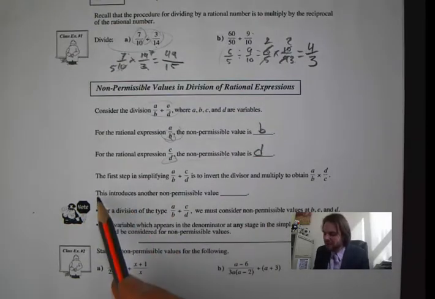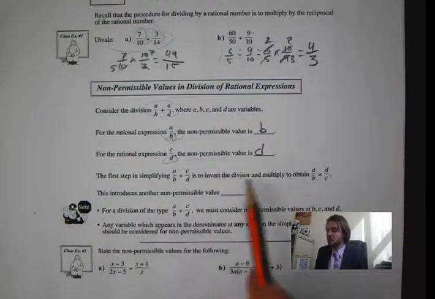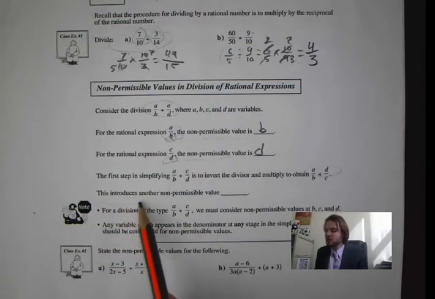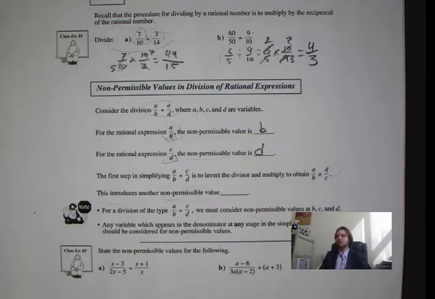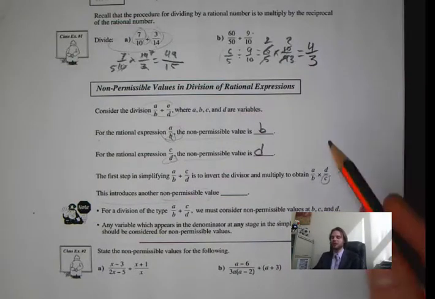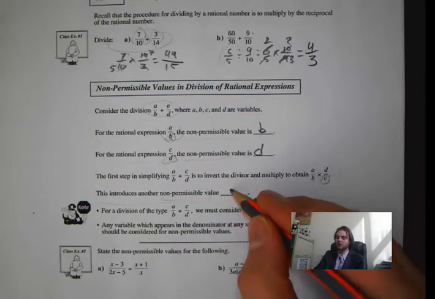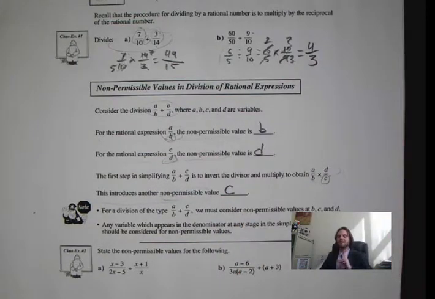All right. Now let's take a look at this next part. It says, the first step in this is to invert and make multiplication. This introduces another non-permissible value. So now if we look at it, we also can't have c as 0. Because b times 0 is going to be 0, and we're dividing by 0. So c must also not be 0. Because remember, we cannot divide by 0.